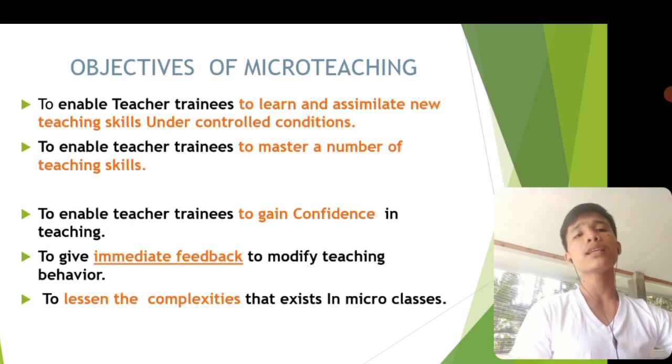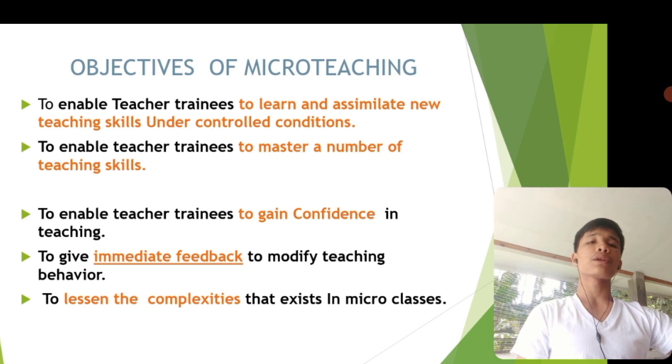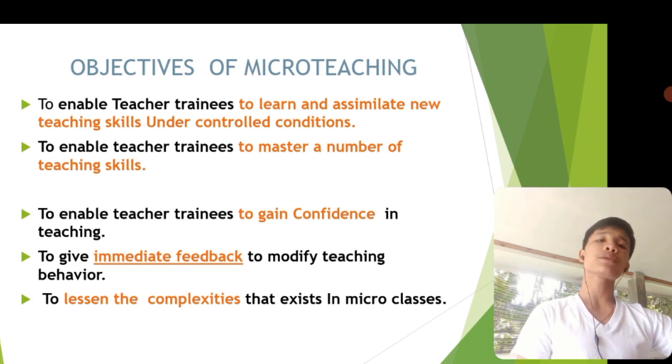And the next are the objectives of micro teaching: first, to enable teacher trainees to learn and assimilate new teaching skills under controlled conditions. Second, to enable teacher trainees to master a number of teaching skills. This objective helps teaching trainees to master their teaching skills, the process of teaching, and the way they deliver their discussion.